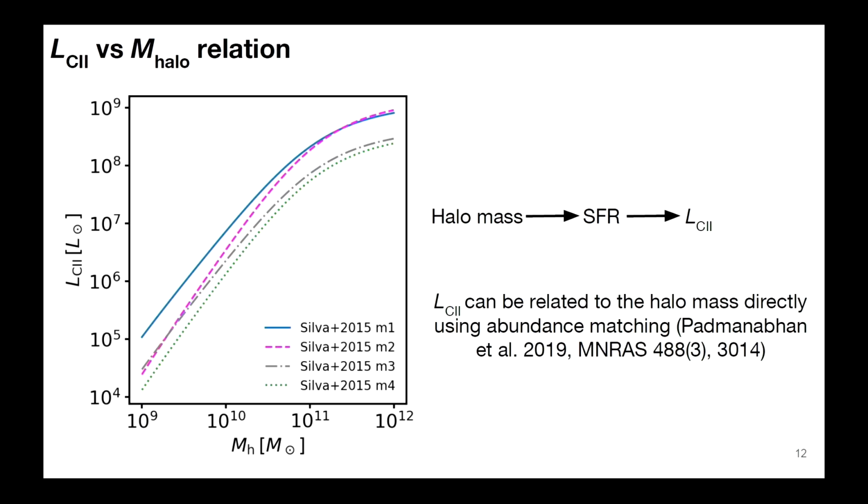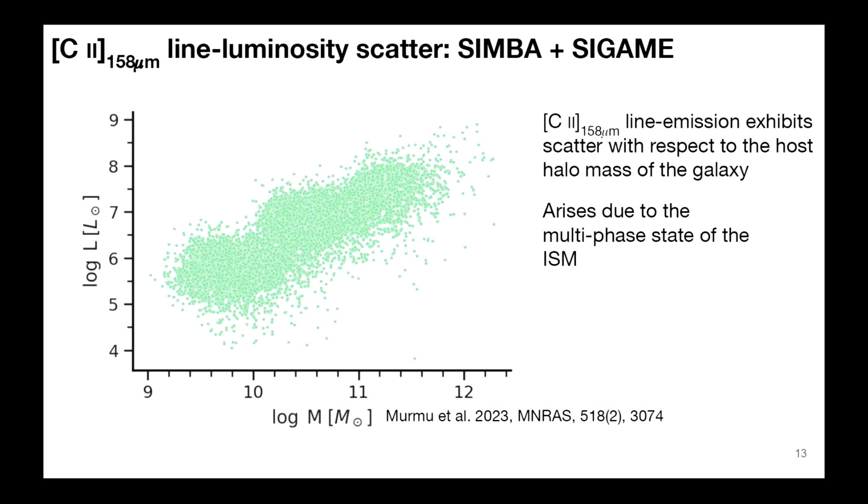Now, this astrophysical scatter may depend on the environment of the galaxy from which this line is being emitted. So we picked up a hydrodynamical radiative transfer simulation, SIMBA, which was processed by a chemistry code called SIGAME by a group in Copenhagen. We looked at the line luminosity and halo mass relationship that they had published, and you can see there is a significant scatter. This arises due to the multi-phase state of the ISM.